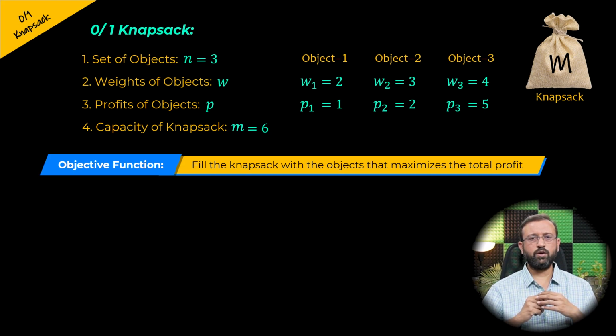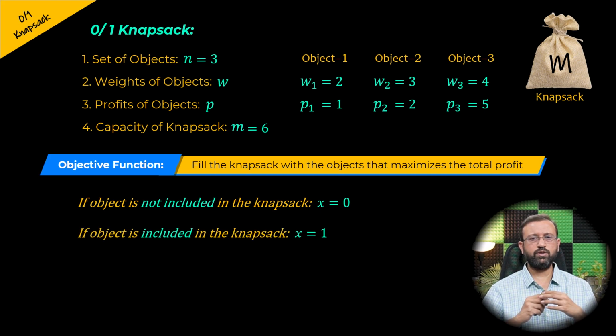Now the 0-1 knapsack problem is to fill the knapsack with the whole of the object or the object is not used to fill the knapsack. This is the reason the problem is called 0-1 knapsack. If the object is not used to fill the knapsack, then the solution x is 0. And if the object is used to fill the knapsack, then the solution x is 1. The objects that are used to fill the knapsack should maximize the total profit.